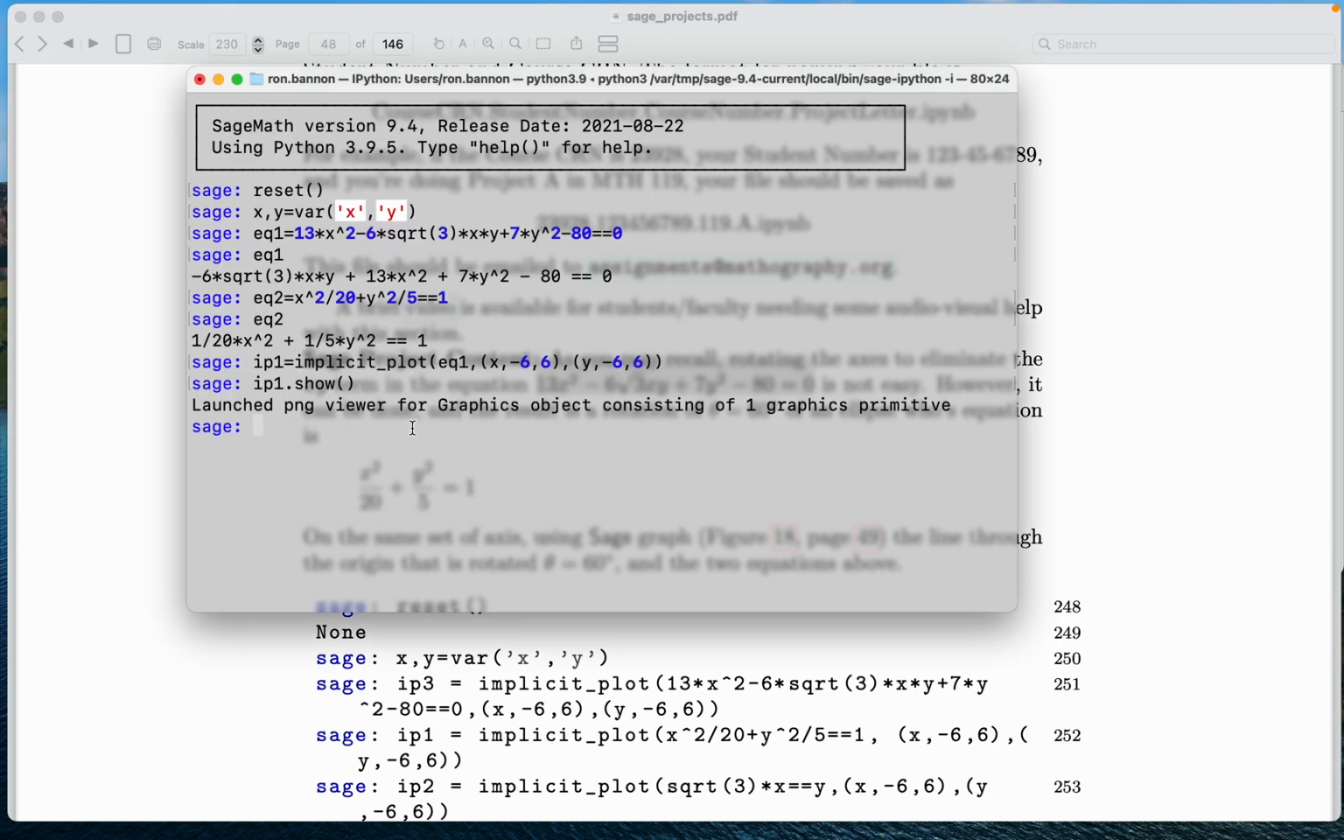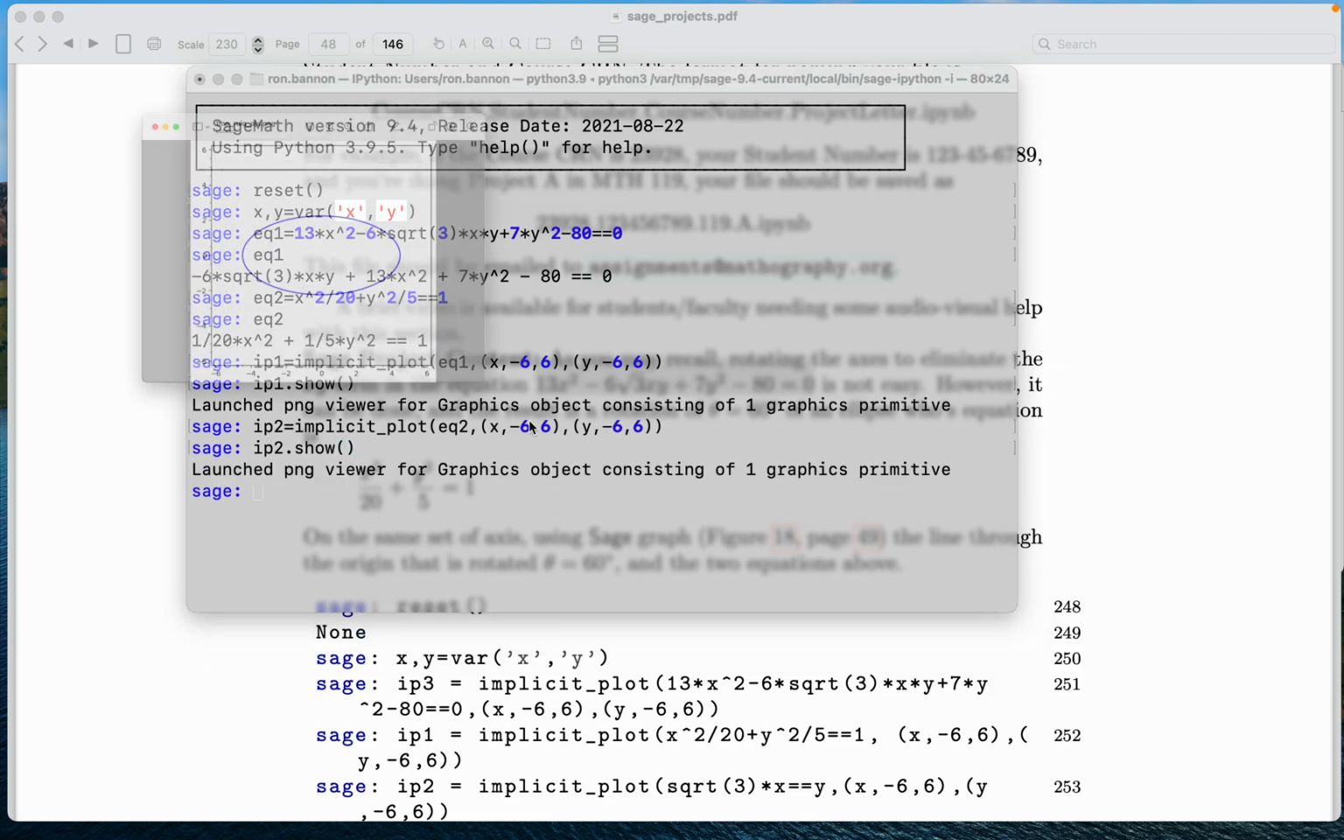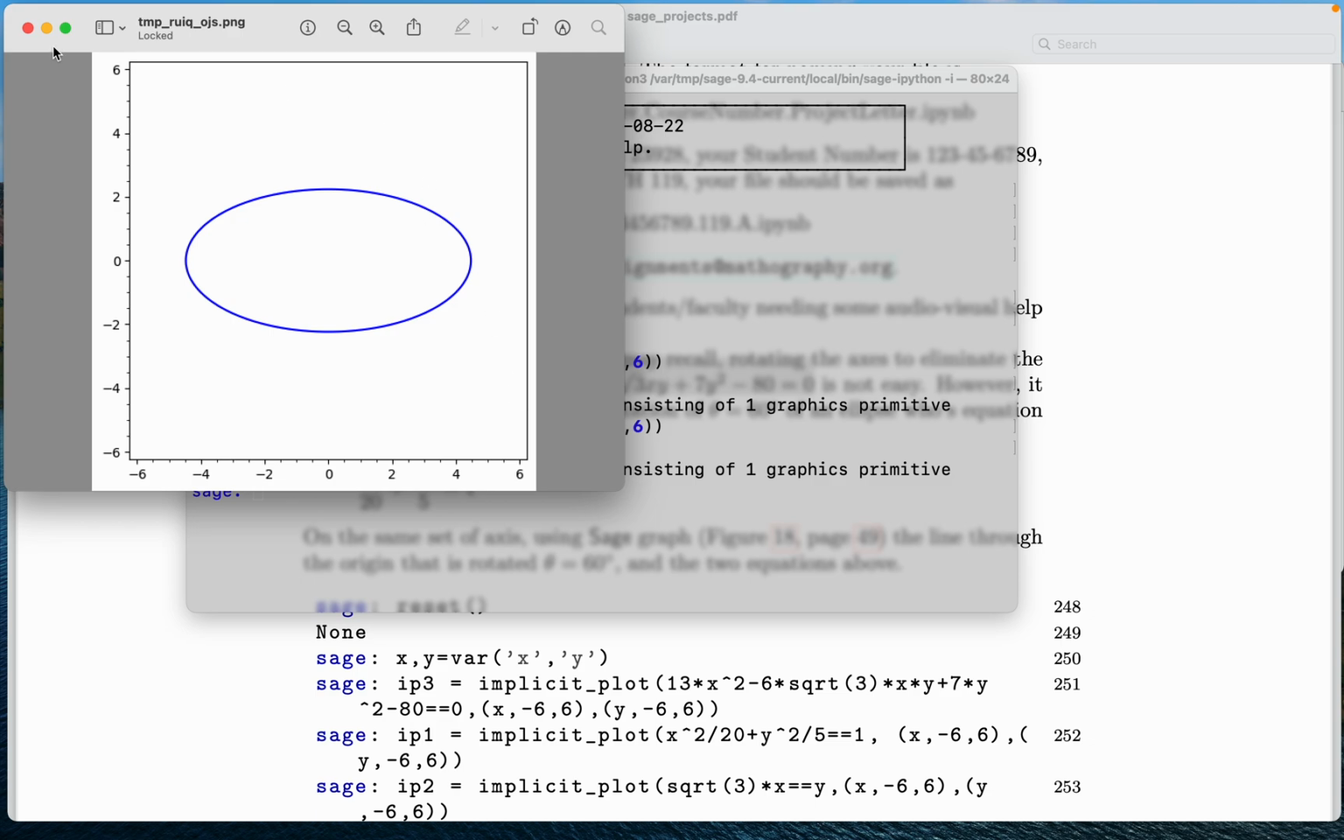And I want to make another implicit plot. I'm going to call it IP2 equals implicit. I know I say it a lot, but if you make a mistake, you make a mistake. It's not going to end the world for you. EQ2. And you know what? I'm going to do a copy paste. If I want to show that, I'm going to do IP2.show. And that's going to be an equation of an ellipse. All right, I got that. All right, let me close it out.